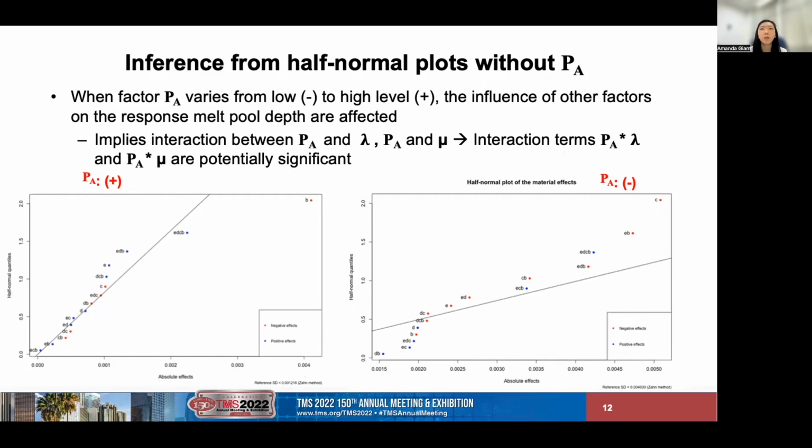So we notice that when the laser power absorption varied from the low to high level, this affected the factors that were found to be significant. So what this implies is that changes in the levels for the laser power absorption will actually affect the response of other factors such as thermal conductivity and viscosity, which means that the interaction terms could be potentially significant, right, between the laser power absorption and thermal conductivity, as well as the laser power absorption and the viscosity.